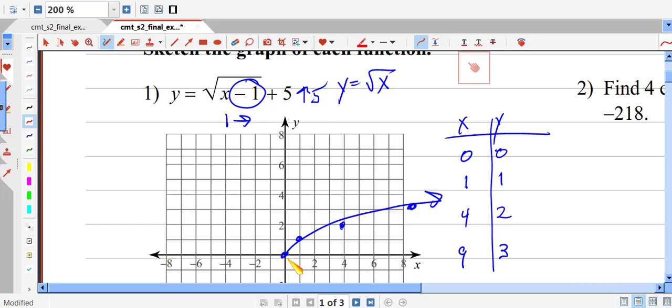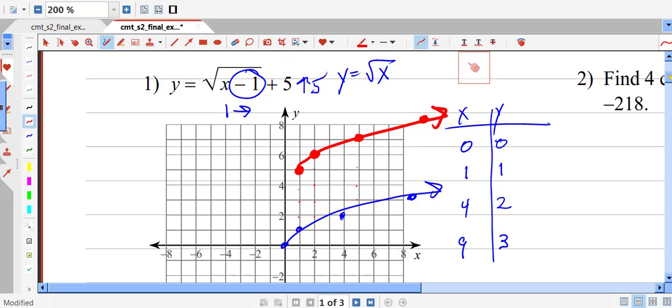So I'm going to shift each point 1 to the right and 1, 2, 3, 4, 5 up. And then this one's going to be a little bit off. So I'm going to get something like that.